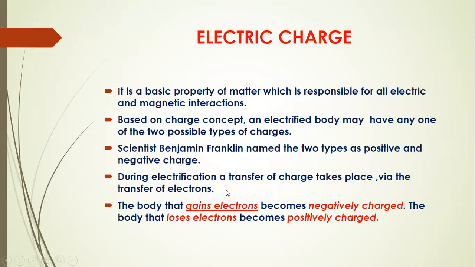At first, we saw one example: a plastic comb rubbed through dry hair. At that time, the electrons from our hair transfer to the comb. Due to the transfer of electrons, the plastic comb becomes negatively charged. That process is known as electrification. So during electrification, transfer of charge takes place via the transfer of electrons. In that example, the plastic comb gains electrons from our hair.